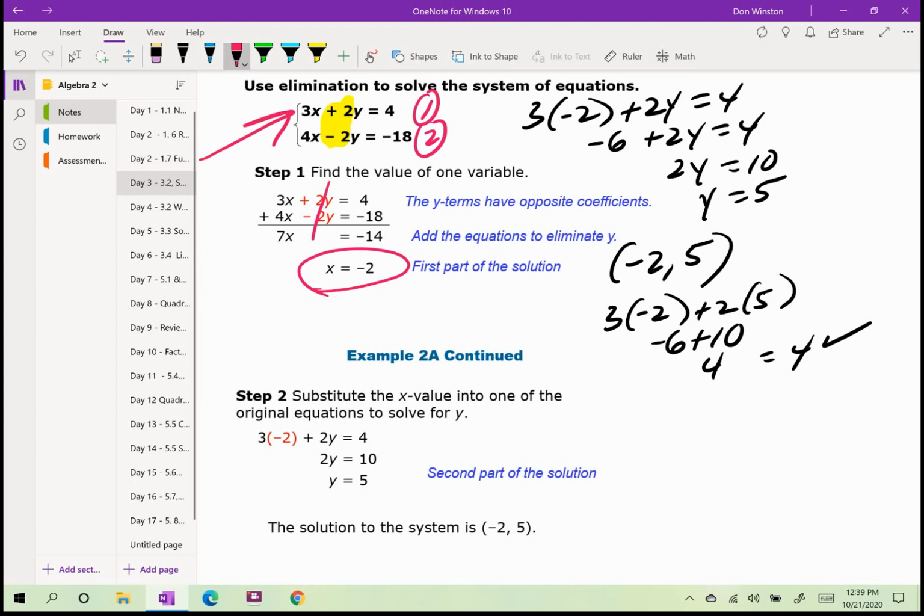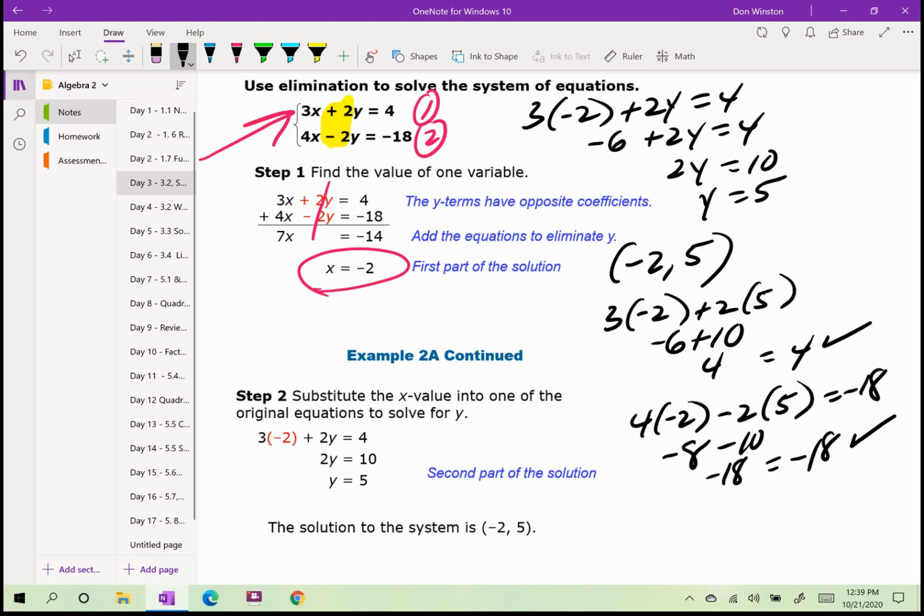And then I can work with equation number 2 to check. So again, x is negative 2. So 4 times negative 2 minus 2 times 5 equals negative 18. Let's see here if that works out. We have negative 8 minus 10. Yes, negative 18 equals negative 18. That checks out. Okay, so it works.